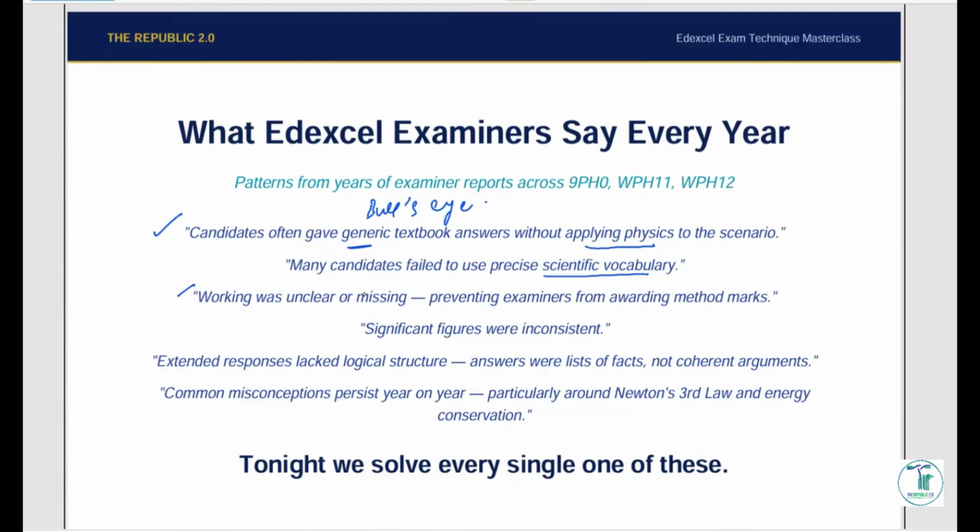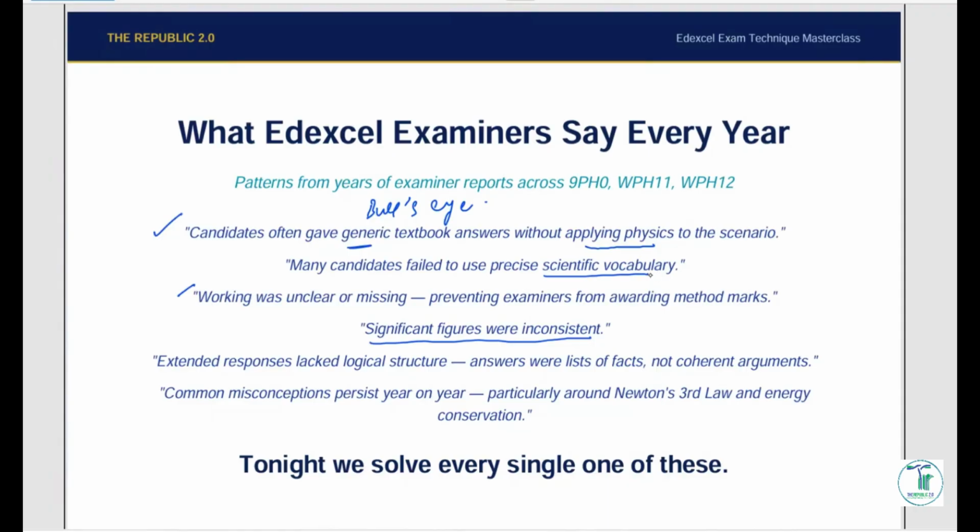Working was unclear or missing. You're not doing the substitution. You're not writing the formula down. You're just pasting the answer straight away by working it out in the calculator, which is going to be awarded less as well.